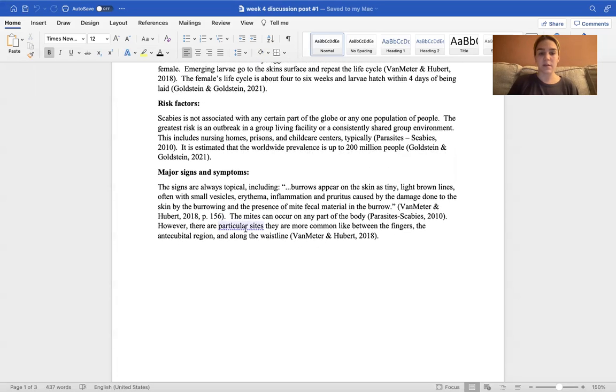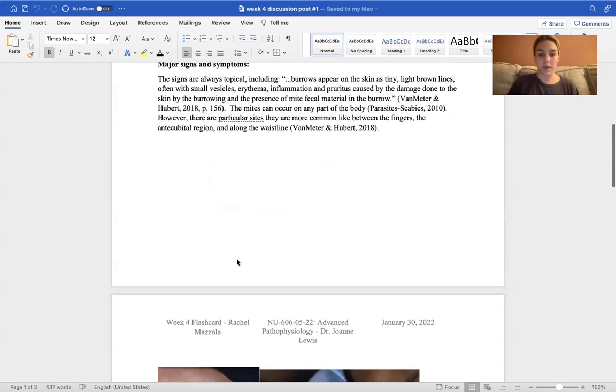The signs are always topical, and that includes burrows that appear on the skin as tiny light brown lines, often with small vesicles, erythema, inflammation, and pruritus caused by the damage done to the skin by burrowing and the presence of mite and fecal material in the burrow. They can occur on any part of the body. However, particularly common sites are between the fingers, the antecubital region, and along the waistline.